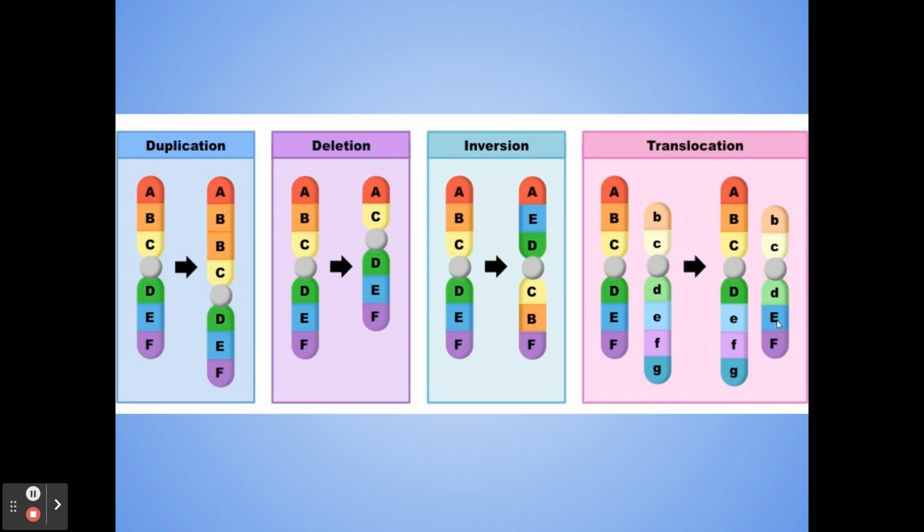As you can see, E and F from this chromosome have now changed places with the other one. So there's been a translocation. I should say duplication, inversion and translocation are going to alter the sequence of genes, which, again, like I said, can have some major outcomes. Deletion, of course, we lose that particular gene.